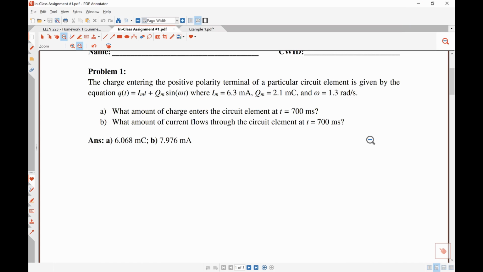Do they have to be uploaded as PDFs? Yes. So if you're doing it on a tablet or anything like that, you should be able to use just Microsoft Print to PDF. It's part of the Office suite or whatever you're using.